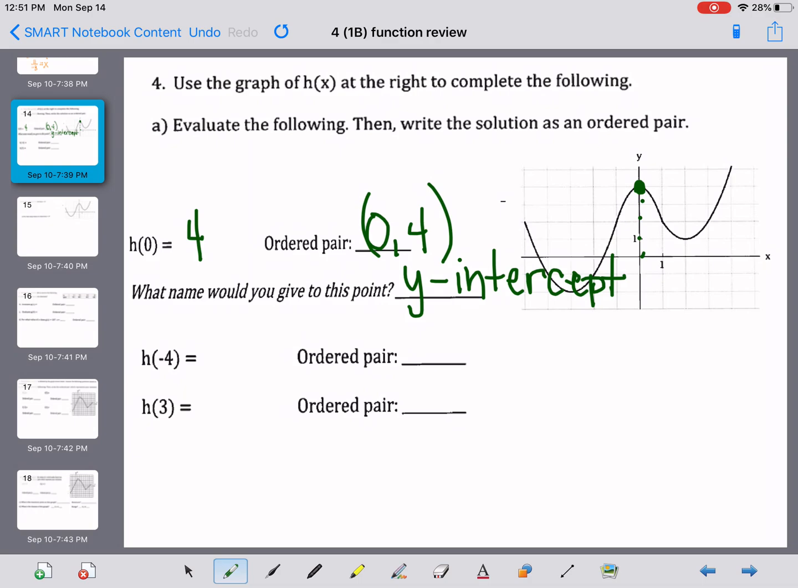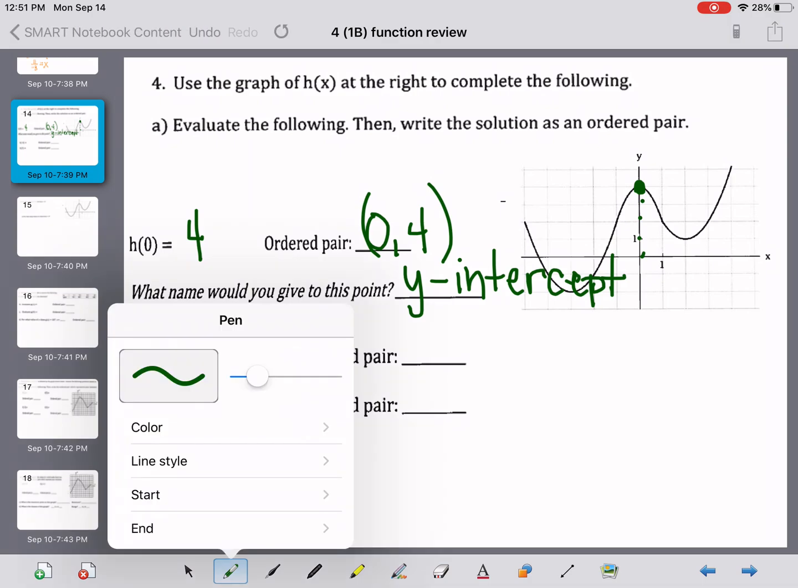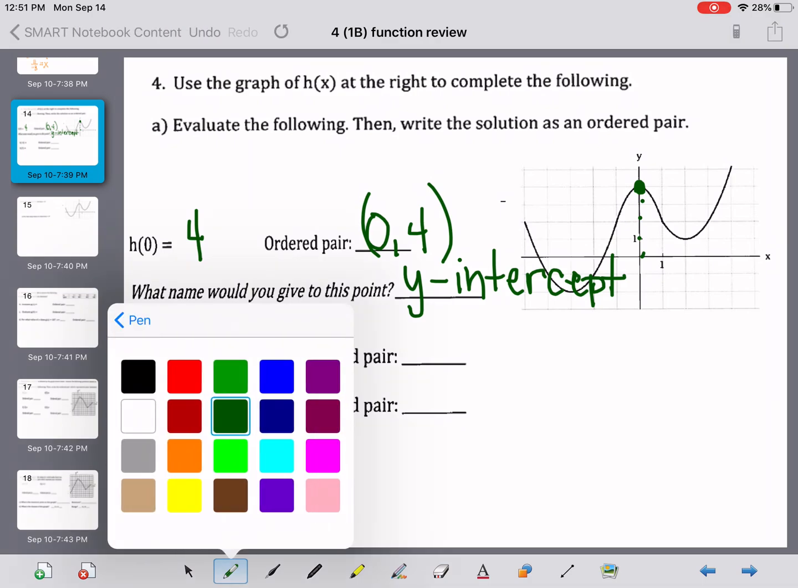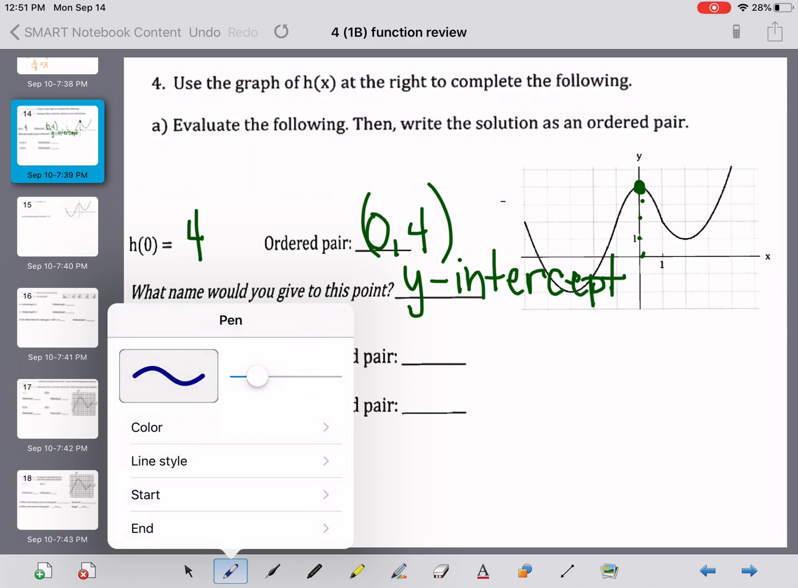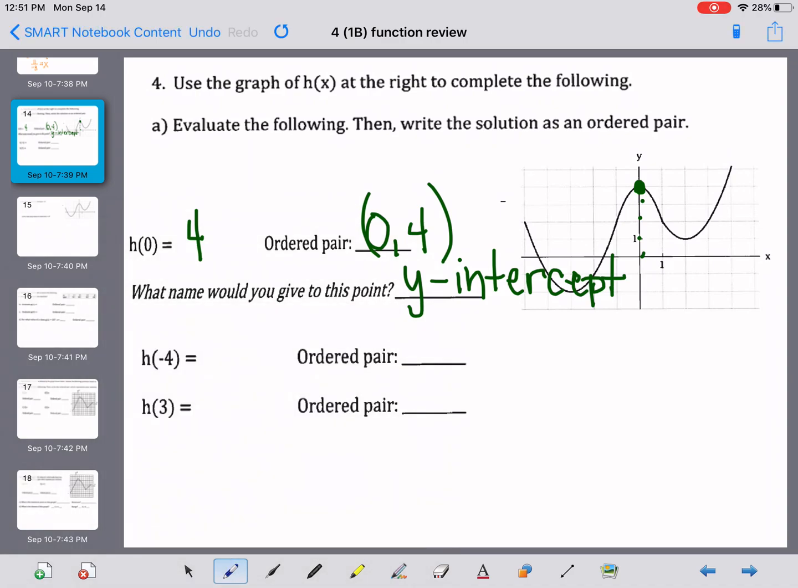Some other parts that we need to do on this one. H of, I already lost it, sorry. But we'll look back here. H of negative 4. Well, we're going to go 1, 2, 3, negative 4. And it's kind of lost in my word. But it looks like it's right here at negative 1. So our ordered pair is negative 4, negative 1. Again, x goes first, y goes second.